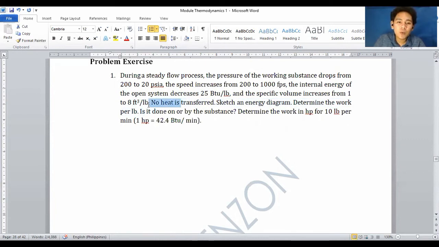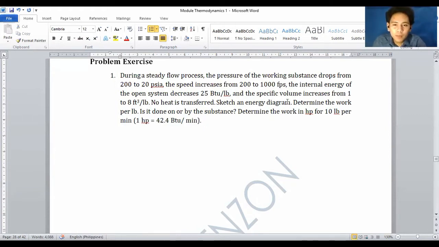No heat is transferred. That means Q is equal to 0. Sketch an energy diagram. Determine the work per pound. Is it done on or by the substance? Determine the work in HP for 10 pounds per minute. So you have given a mass, and your HP is 42.4 BTU per minute, which shows the computation.